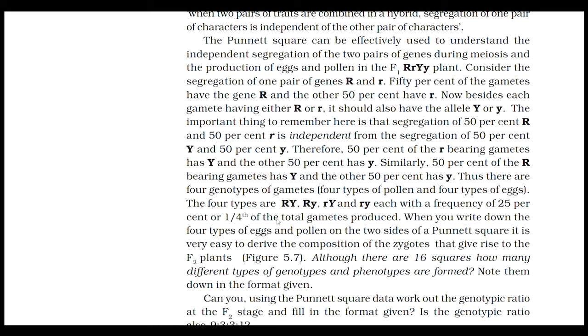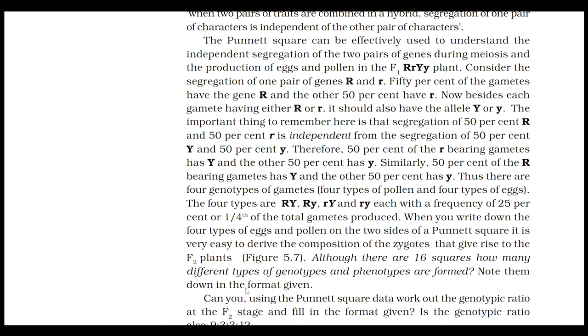When you write down the four types of egg and pollen on the two sides of Punnett square, it is very easy to derive the composition of the zygote that give rise to the F2 plants, which is given in figure 5.7. Although there are 16 squares, how many different types of genotypes and phenotypes are formed? Note them down in the format given.